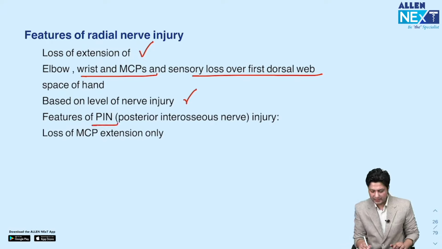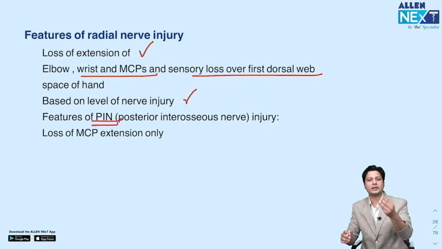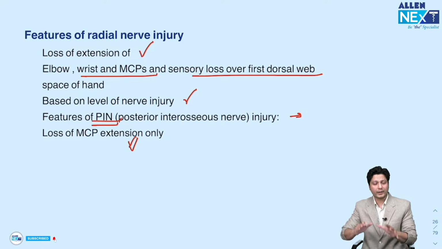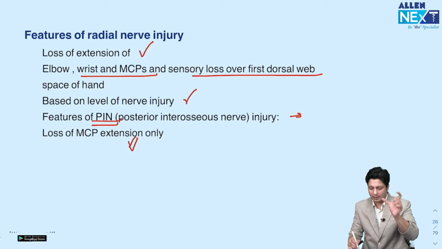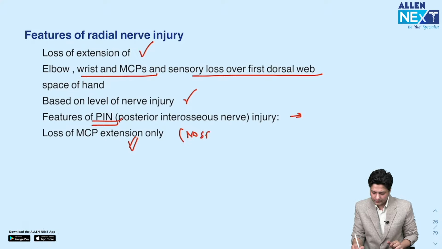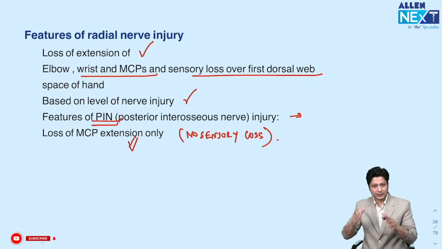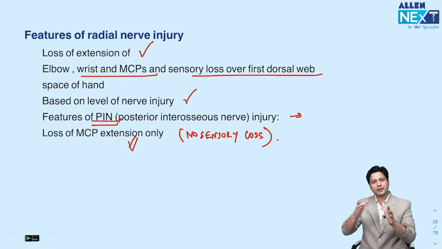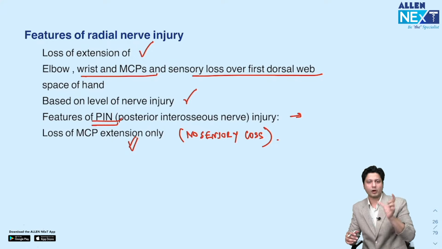Then the features of PIN, posterior interosseous nerve injury? The only feature is loss of metacarpophalangeal joint extension only. There is no sensory loss in case of PIN injury. All right. So this is something which again you are very well aware of. The features of radial nerve injury based upon the level of involvement.